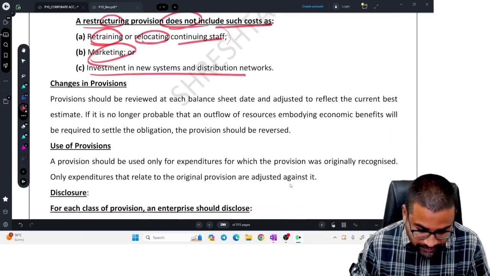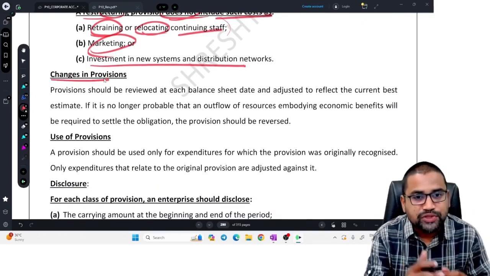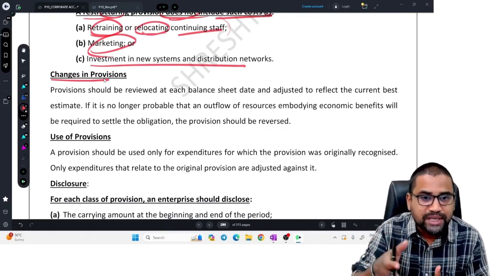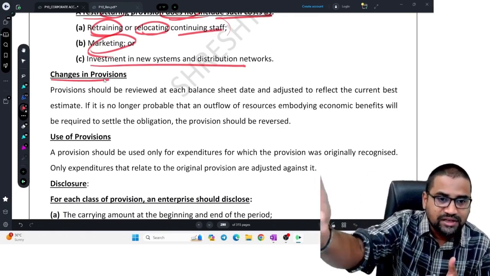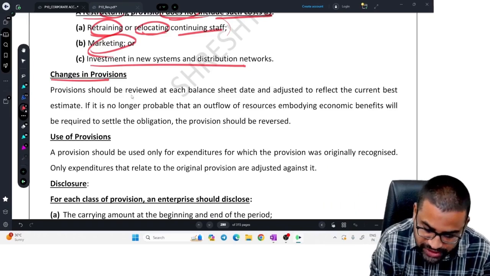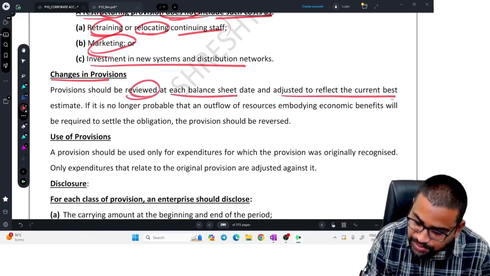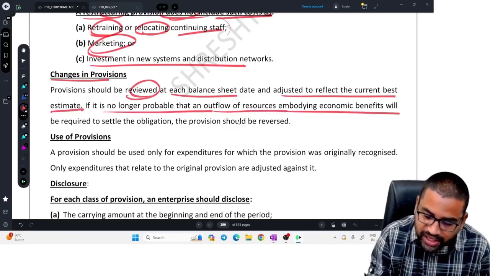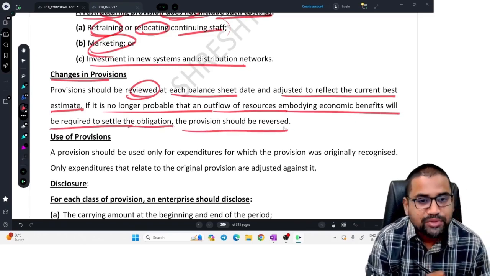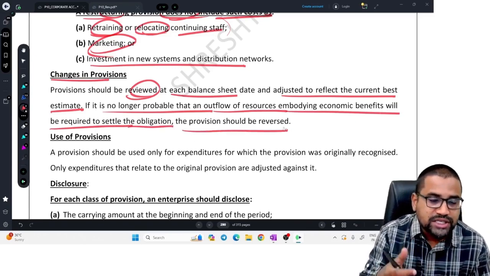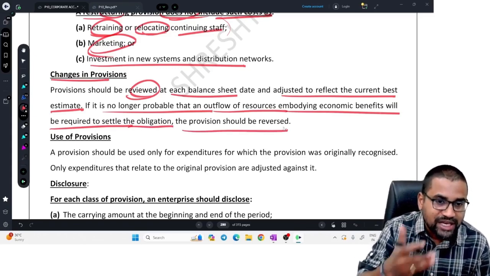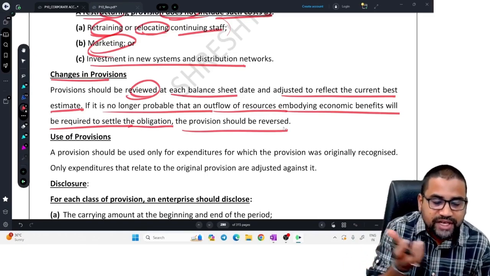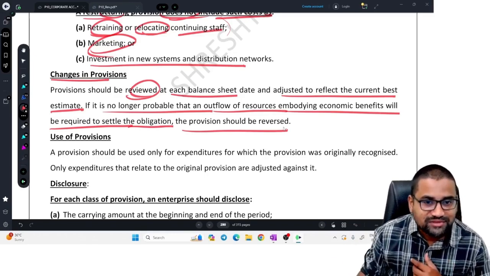Okay. Next, change in provisions. Sir, suppose once you create a provision, will you change it? Yes, you have to change the provision based on the best evidence, because a provision is only an estimation. That estimation will change. So provisions should be reviewed at each balance sheet date and adjusted to reflect the current best estimate. If it is no longer probable that an outflow of resources embodying economic benefits will be required to settle the obligation, you should cancel the provision, reverse it. See, one of the conditions to create a provision is a liability. A liability is a present obligation which requires outflow of resources to settle it. When no more outflow of resources is required to settle this, then there is no need to create any provision.